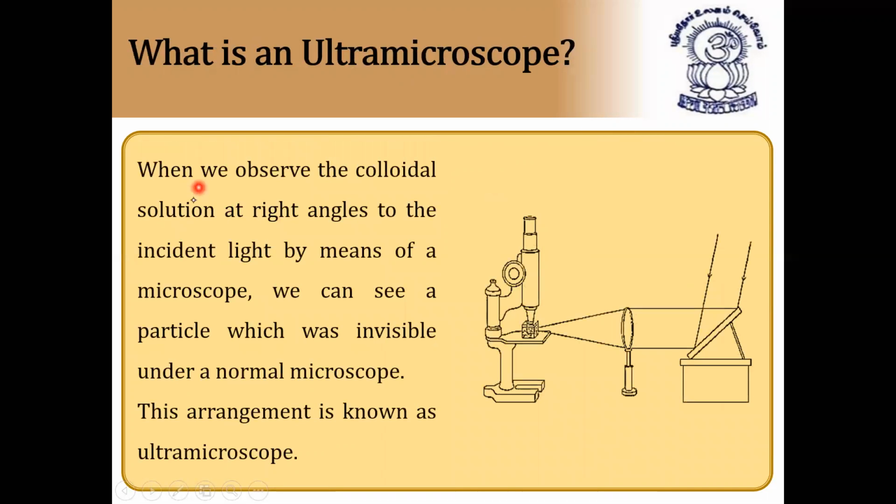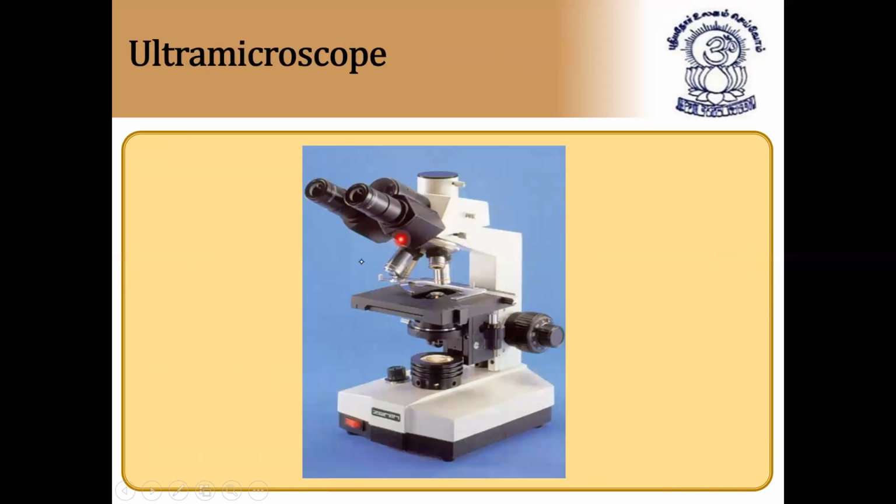Ultra microscope. When we observe the colloidal solution at right angles to the incident light, at 90 degrees, by means of a microscope, we can see a particle which was invisible under a normal microscope. This arrangement is known as an ultra microscope. Under a normal microscope, that particle is not visible, whereas from the ultra microscope, that particle is visible. This is the ultra microscope which you use in the labs.